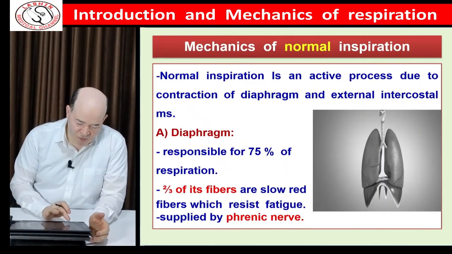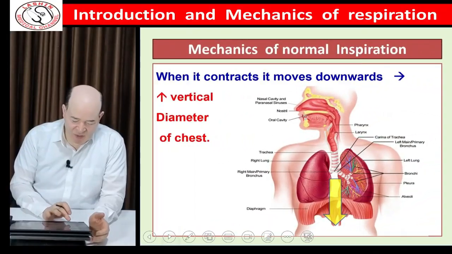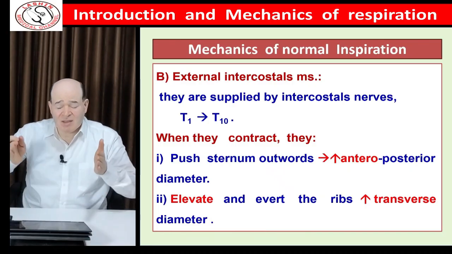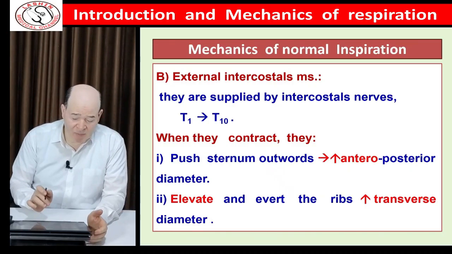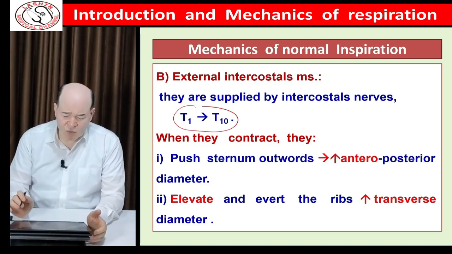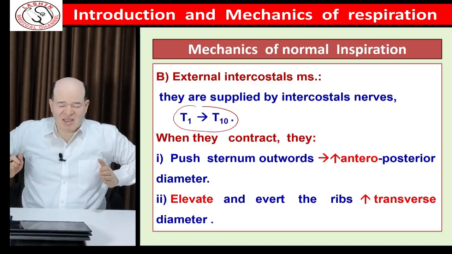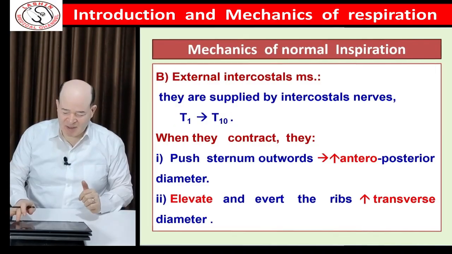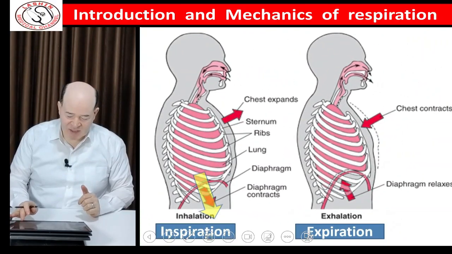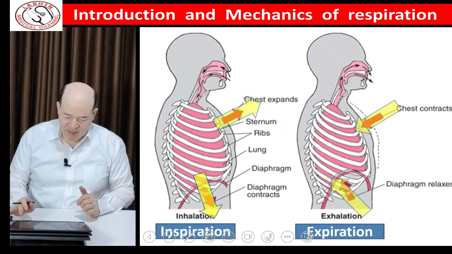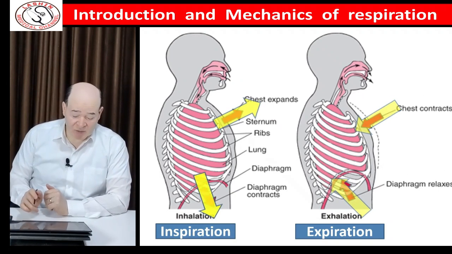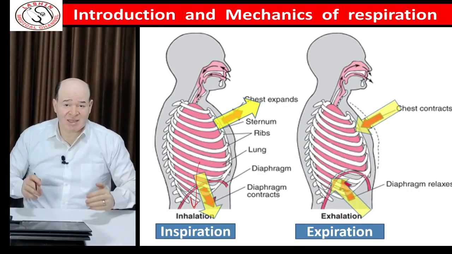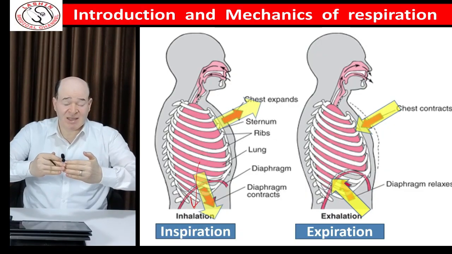The second group of muscle is the external intercostal muscles. As we know, they are present between the ribs externally, and they are supplied by the intercostal nerves from T1 to T10. When they contract, they increase the transverse diameter and the anteroposterior diameter. This figure explains this change during inspiration and expiration. When the diaphragm contracts, the vertical diameter is increased. And by contraction of the external intercostal muscles, the anteroposterior and transverse diameters are increased.